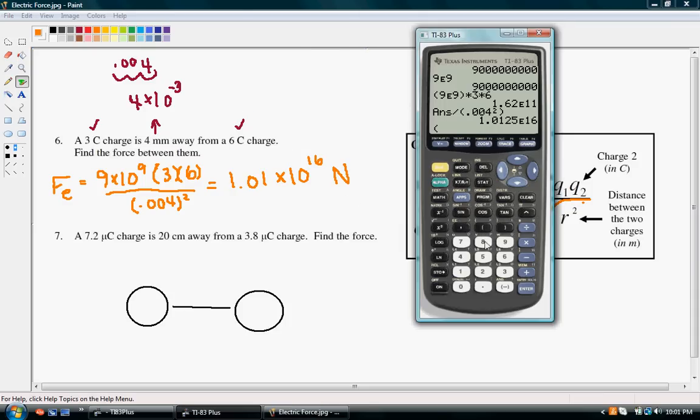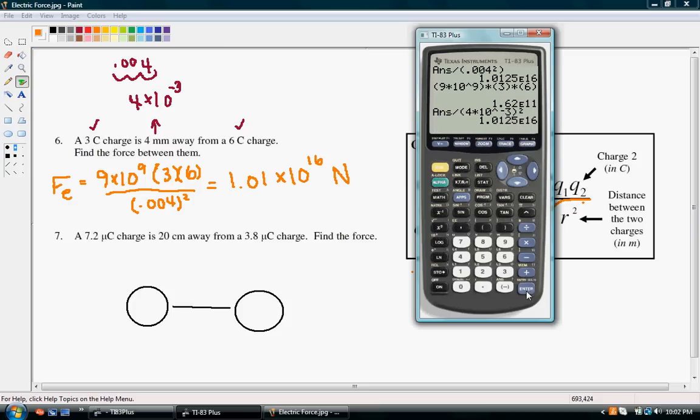Now let's try plugging this in a different way. Say we want to say 9 times 10 to the 9th, and we want to put all of these in parentheses too. That's fine. Okay, enter it and divide by, and say we don't want to use the 0.004, say we want to say 4 times 10 to the negative 3. Well, that's just fine too. 4 times 10 to the negative 3. Now you're going to want to close your parentheses and then square it when you're using the exponents, because if you put the exponent on the inside, it might think that you're squaring the 3 only. And we're not doing that. We're squaring the whole number here.